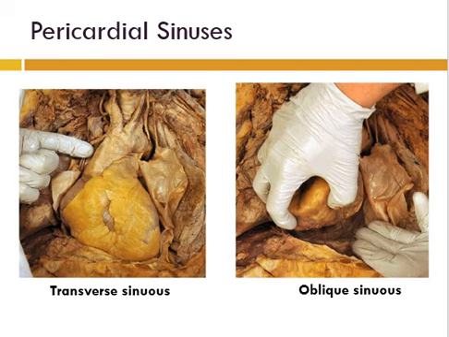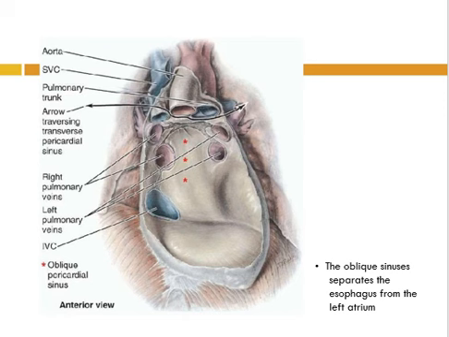Okay, now about the oblique sinus. The oblique sinus is a narrow gap behind the heart. As I already told you, it lies behind the heart. Here is a picture which shows the actual location of it. This is the anterior view of the pericardial sac.